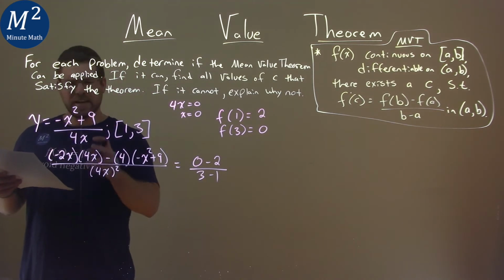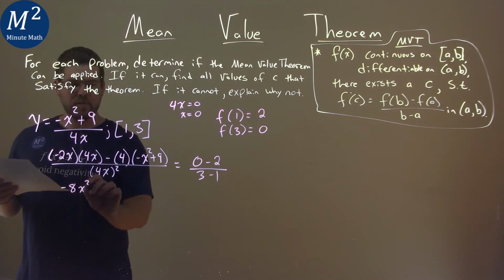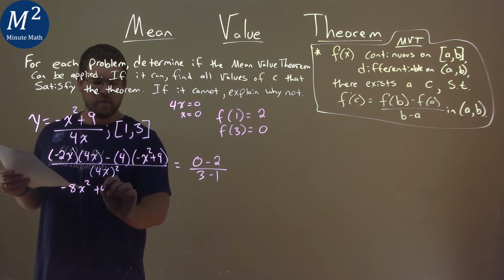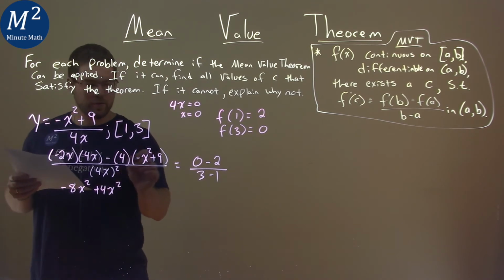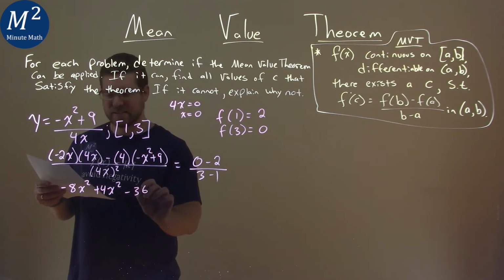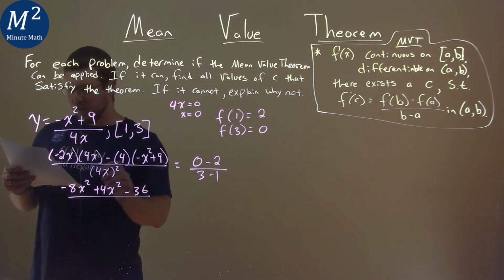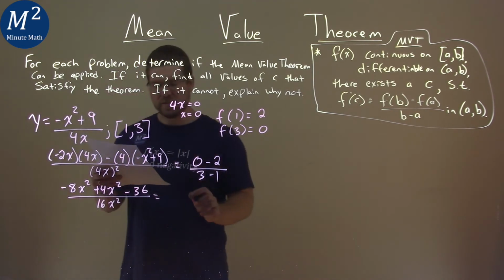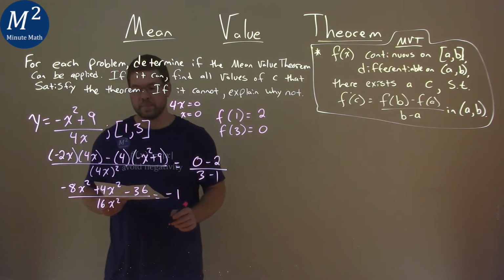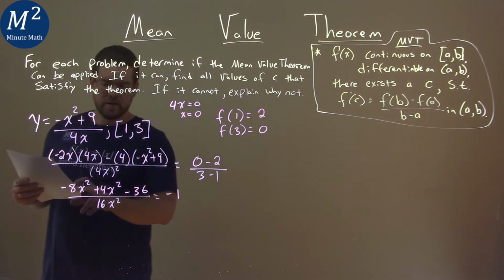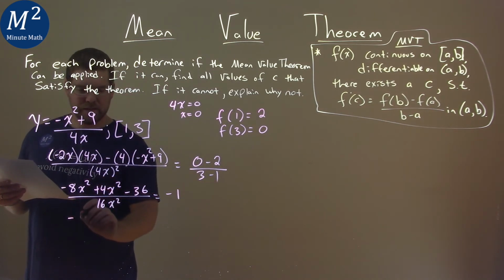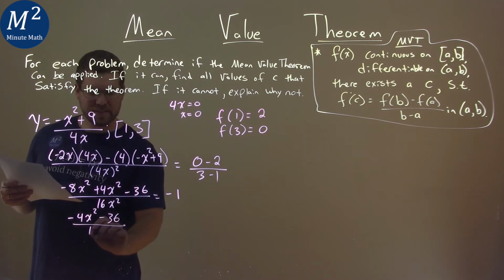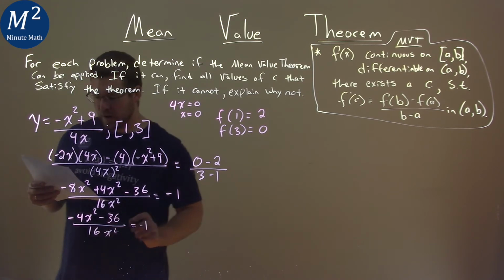Negative 2x times 4x is negative 8x squared, minus the 4 times negative x squared is a positive 4x squared, minus 4 times positive 9 is minus 36 here, all over 4x squared, which is 16x squared. The right-hand side simplifies to be just negative 1. Now what we're going to do is simplify a little more here. Negative 8x squared and 4x squared is negative 4x squared, if I can count, minus 36, and that's over 16x squared equals negative 1.